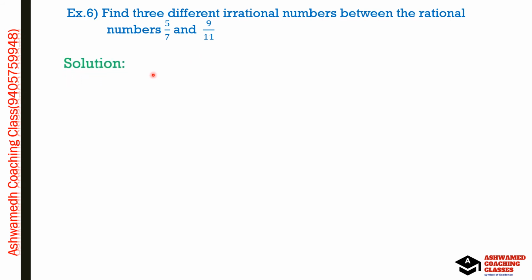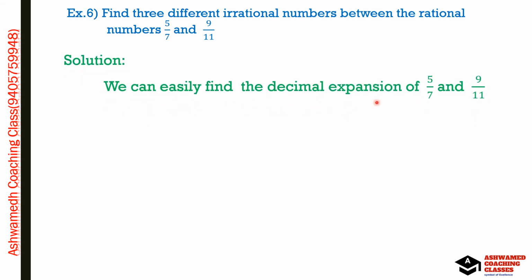For rationals we can easily find the decimal expansion. Okay, you know how to do that. 5 by 7 can be written as 0.714285 with a bar, and 9 by 11 can be written as 0.81 with a bar. You know how to find this decimal expansion. Previously we have seen some examples regarding this, so you can easily find the decimal expansion of these two.